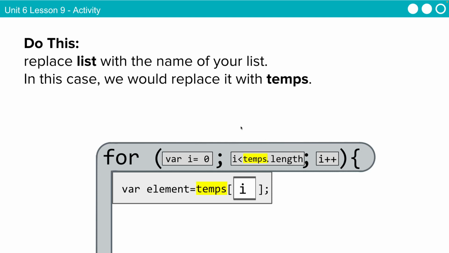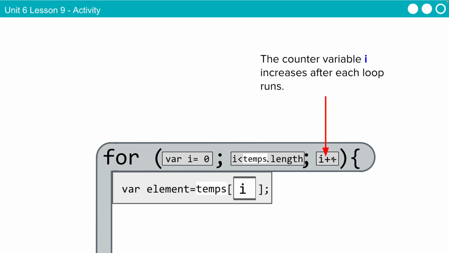What they want you to think about now is, instead of the word list, our list has the name of temps. We're going to replace it with temps. So here we can see var i equals 0, and as long as i is less than the length of the temps array or list, keep iterating through that list. This comes after the loop runs. After we've done the code in the middle, that i will then get incremented.